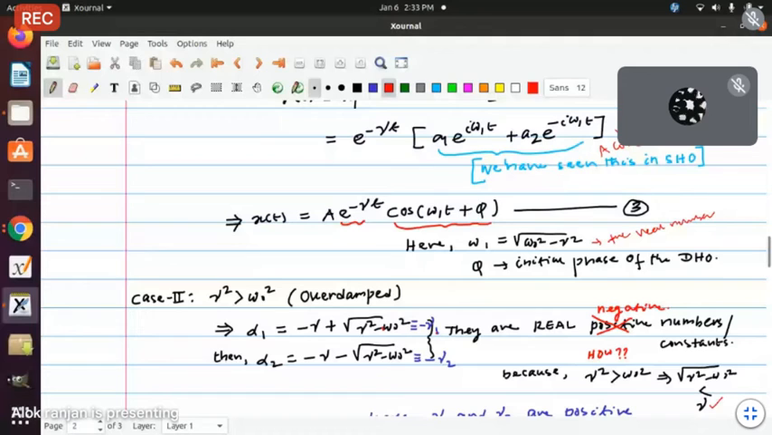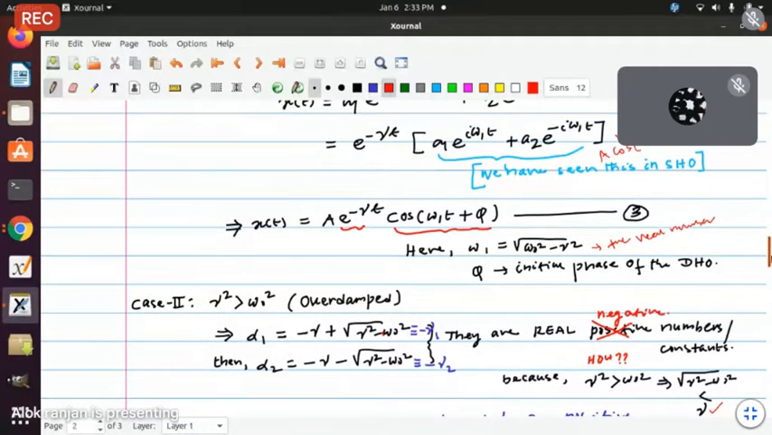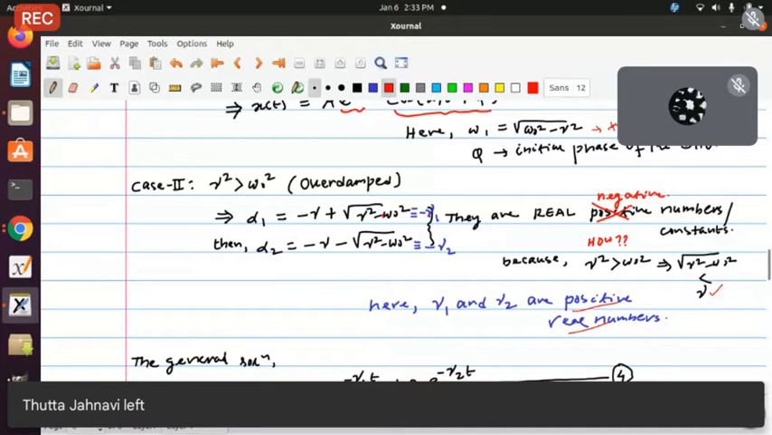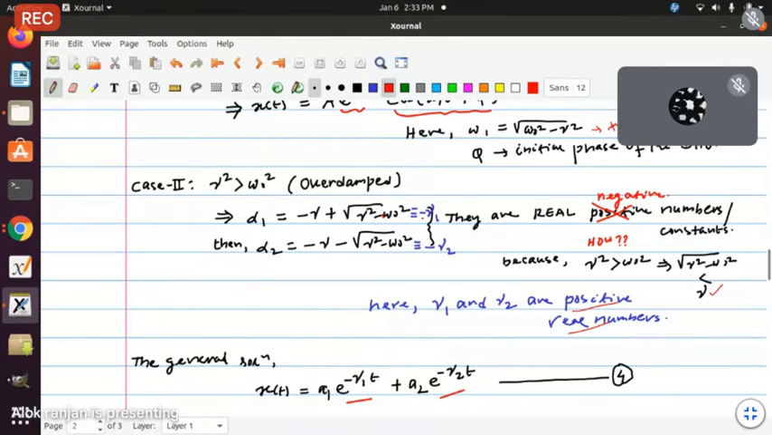So let me redefine them as gamma 1 and gamma 2. Because we know the values of gamma and omega naught, we can also calculate gamma 1 and gamma 2. Here gamma 1 and gamma 2 are positive real numbers, because the alphas carry the negative sign. So the alphas are negative, whereas gamma 1 and gamma 2 are positive. What will be the general solution? A1 e to the power minus gamma 1 t plus A2 e to the power minus gamma 2 t. This is the simplest solution.